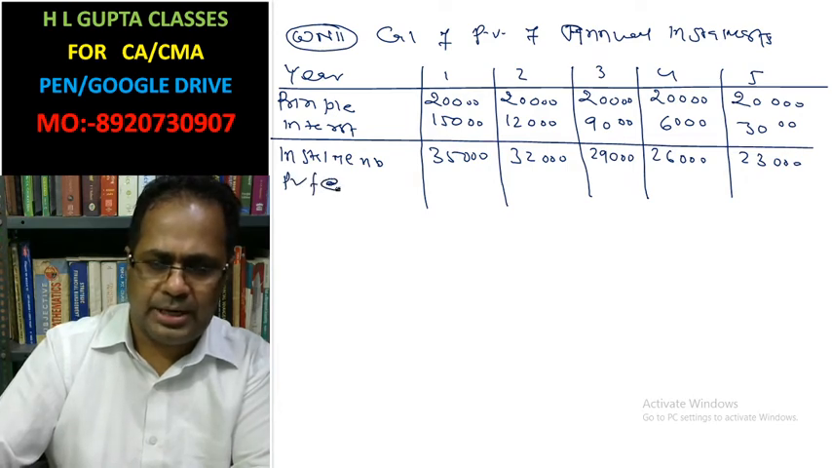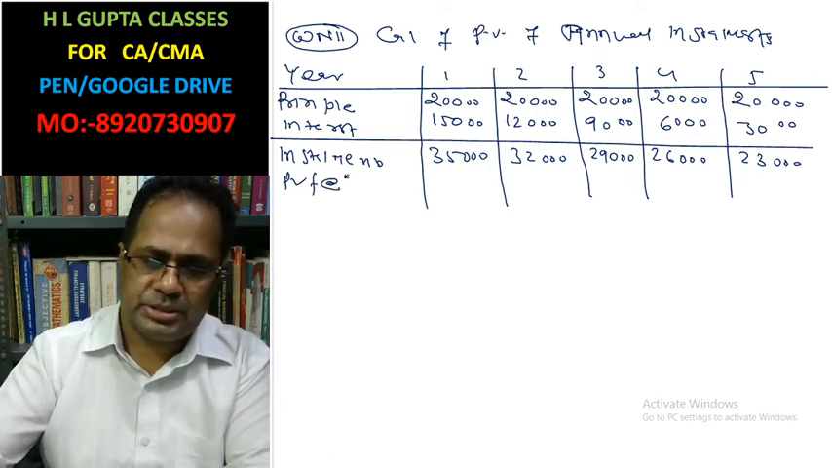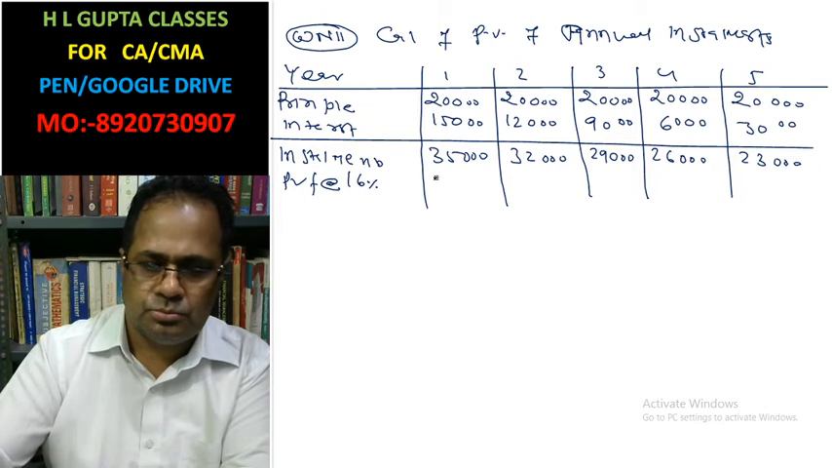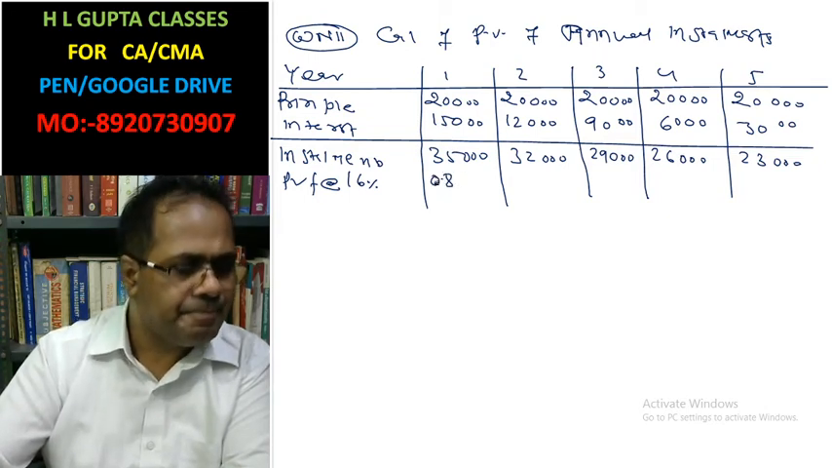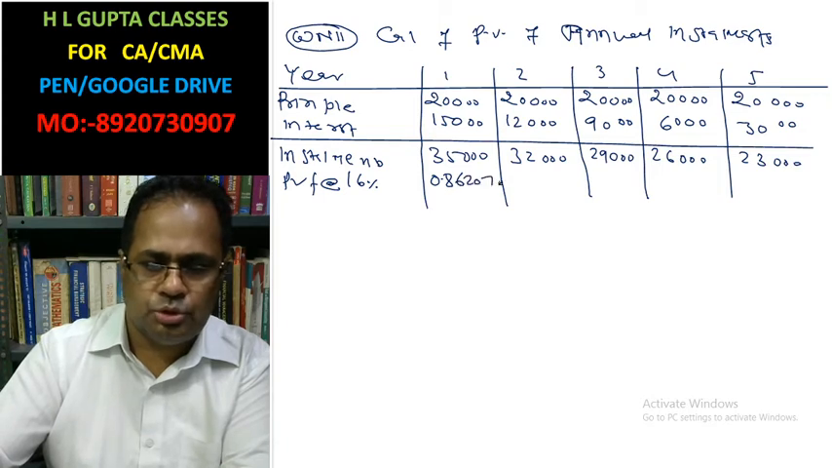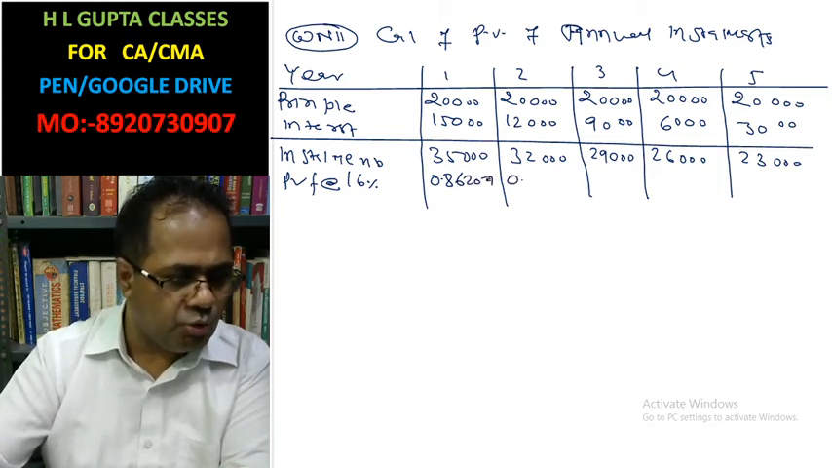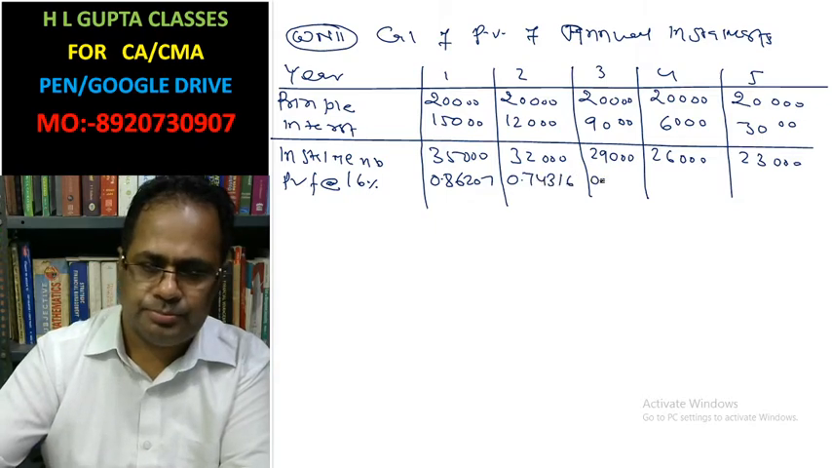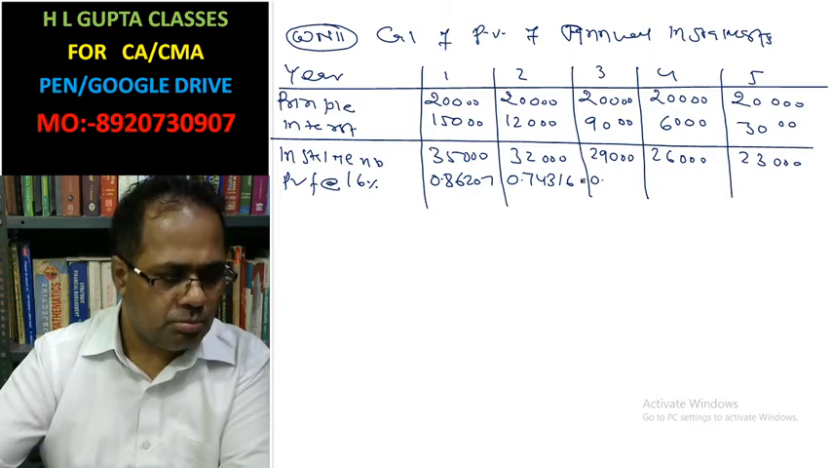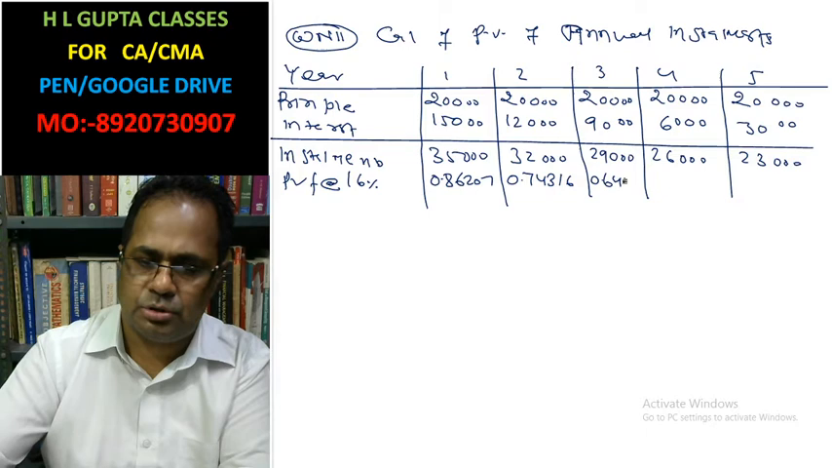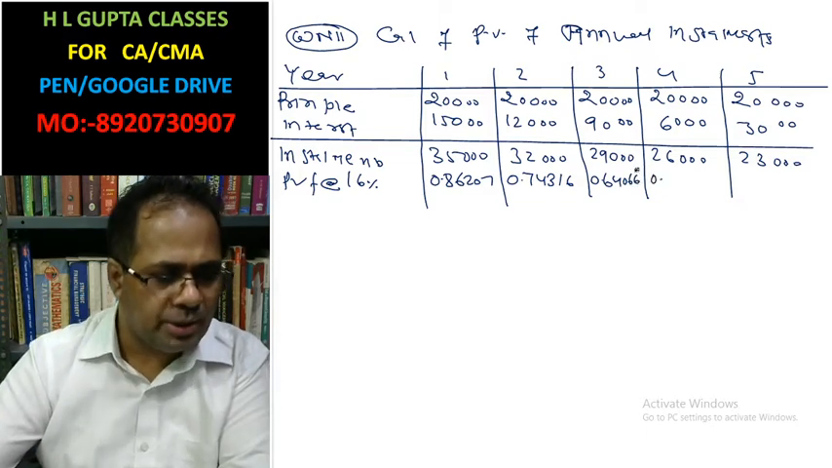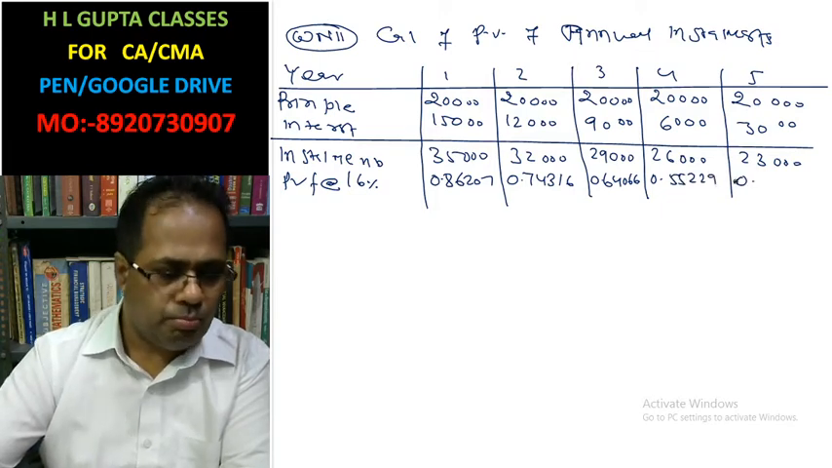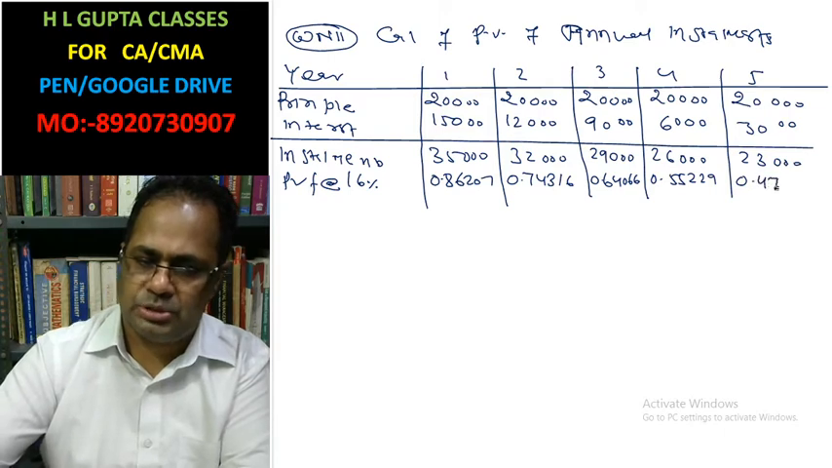Present value factor at the rate of 16%, the 0.86207, 0.74316, 0.64066, 0.55229, 0.47611.